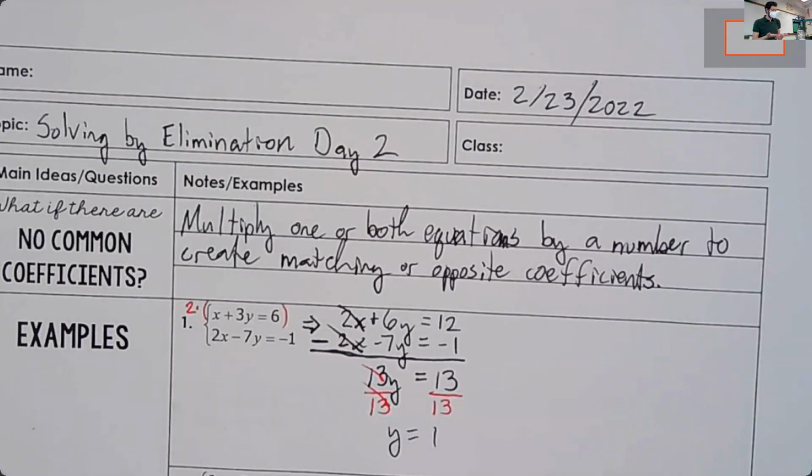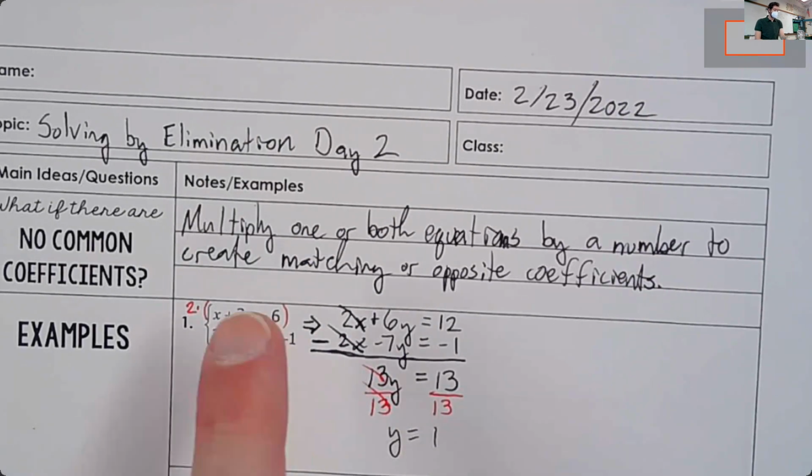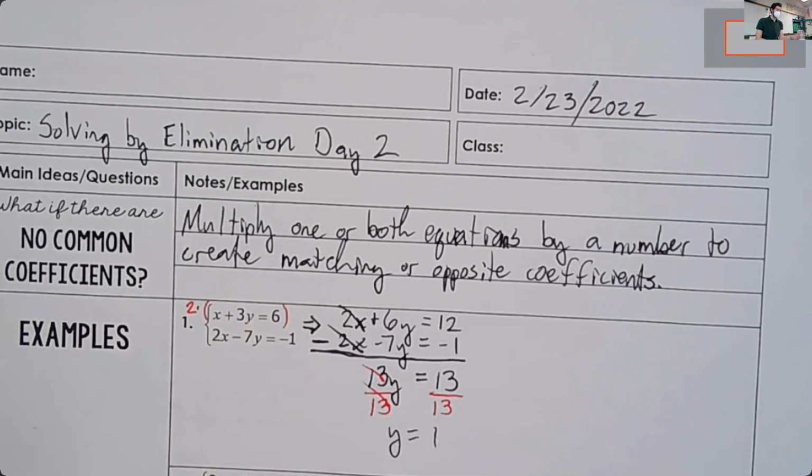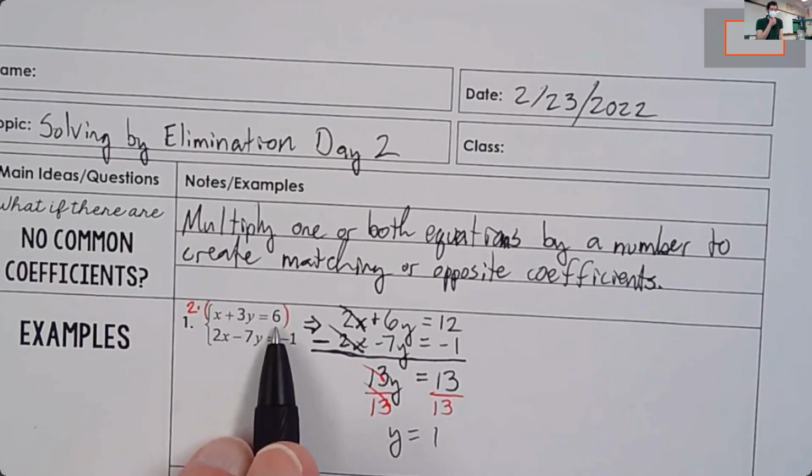And just like with substitution, once you have your first variable, plug your value back into one of the 2 original equations and then solve for the other. So kind of like we did yesterday, do we want to plug it into the first or the second? It doesn't matter. So just show me a 1 or a 2 for first or second equation to plug into. First one, okay. So we're going to plug into x plus 3y equals 6.